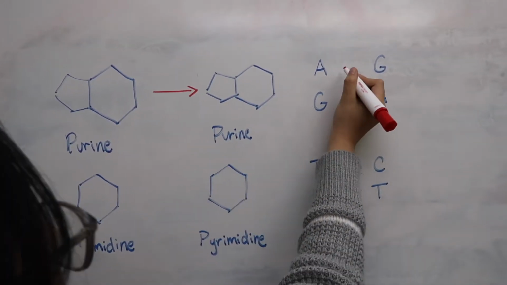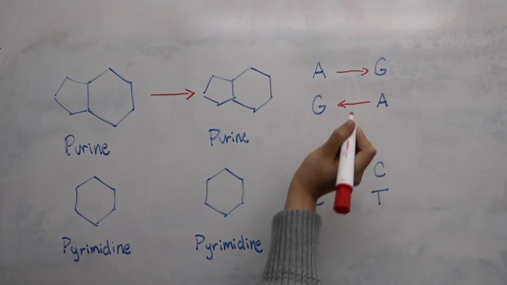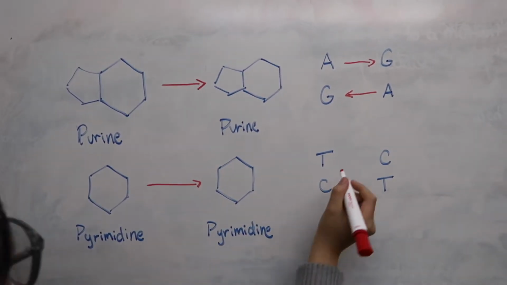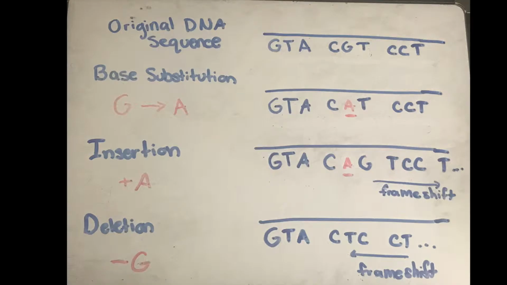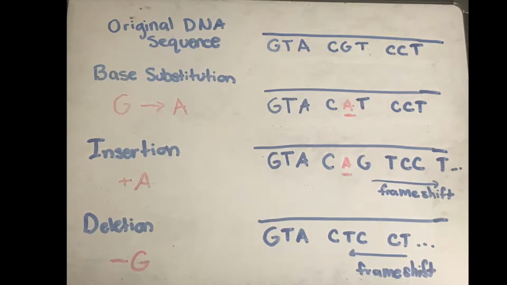Now, this is a transition. Transitions are when there's a base mutation between two purines or two pyrimidines. However, transversions would be a base mutation where a purine is substituted with a pyrimidine. After showing some examples where there is a base substitution, they can also be inserted or deleted. But first, we're going to show you a basic base substitution.